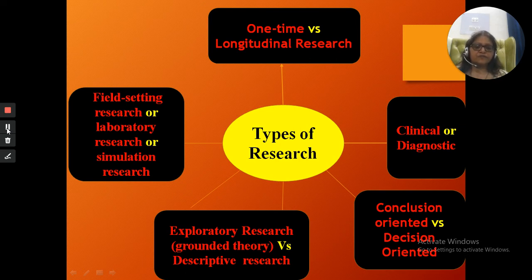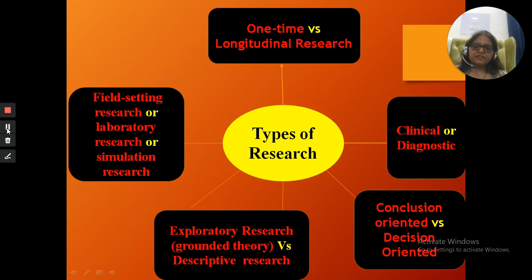Exploratory research versus descriptive research. Exploratory research is basically a research which is done at a preliminary level to find out what are the factors coming up, what are the new factors, what are the new concepts. In a way, it is trying to help us to build a theory. We sometimes refer to it as a grounded theory. And descriptive research, wherein we are trying to describe the phenomena, the factors, the events related with that particular phenomena.